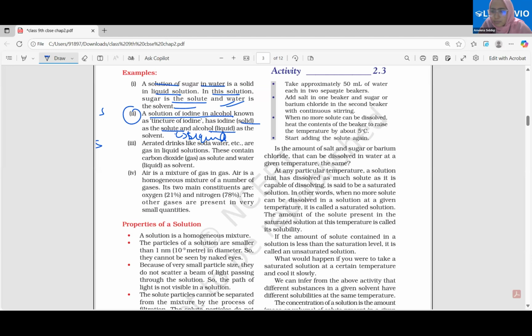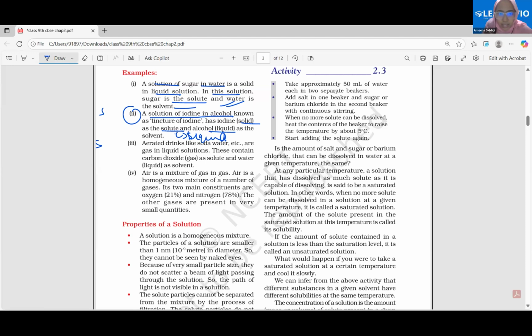They both are pure substances. My point is, we have understood why they are mixtures. My point is, why are they homogeneous mixtures? Because the solute, iodine, can dissolve in the solvent, here alcohol. And secondly, because of this dissolving, the composition will be uniform. There will be even distribution throughout the mixture.